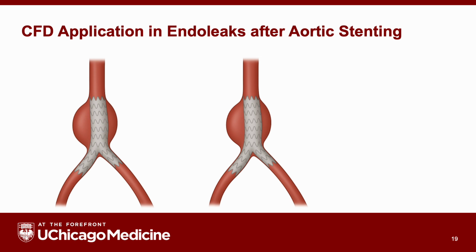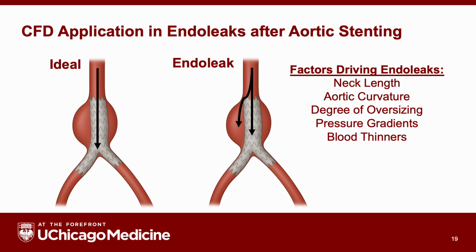After endovascular repair, ideally, blood should flow only inside the stent. However, the endoleak complication, where flow leaks between the stent and aorta interface, persists. Clinically, surgeons attribute several factors, including neck length, aortic curvature, degree of oversizing, and pressure gradients, to be critical drivers of endoleak. However, due to the empirical nature of such understanding, how to minimize endoleak remains uncertain.